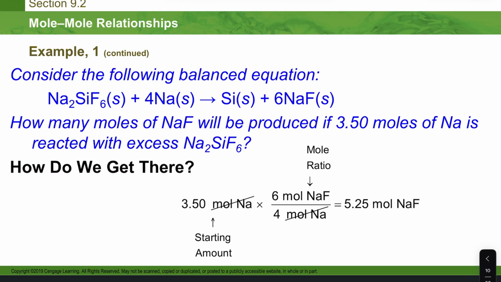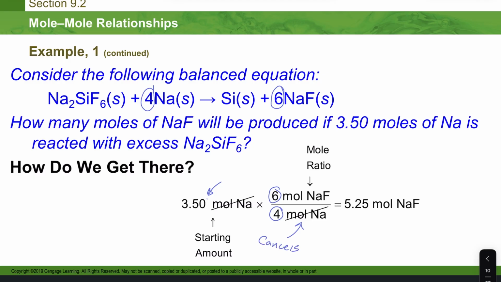So this is how we get there. We're going to start with the value that we begin with. The 3.50 moles of Na, that's what we have in our hand. The equation shows that for every 4 moles of Na, there are 6 moles of NaF that are produced. So our ratio is going to be 6/4. We're going to put the Na on the bottom to cancel it out.